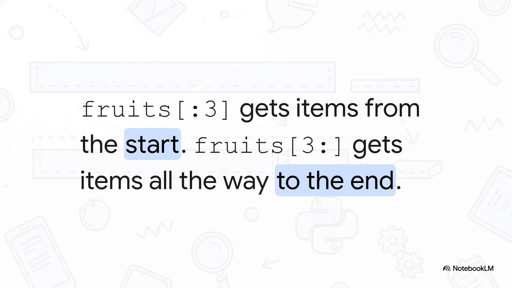What's really cool is that you don't even have to use all the parts of the formula. If you leave out the start number, Python just assumes you mean start from the very beginning. And if you leave out the end number, it just goes all the way to the very end. It's a fantastic shortcut that just makes your code a lot cleaner.